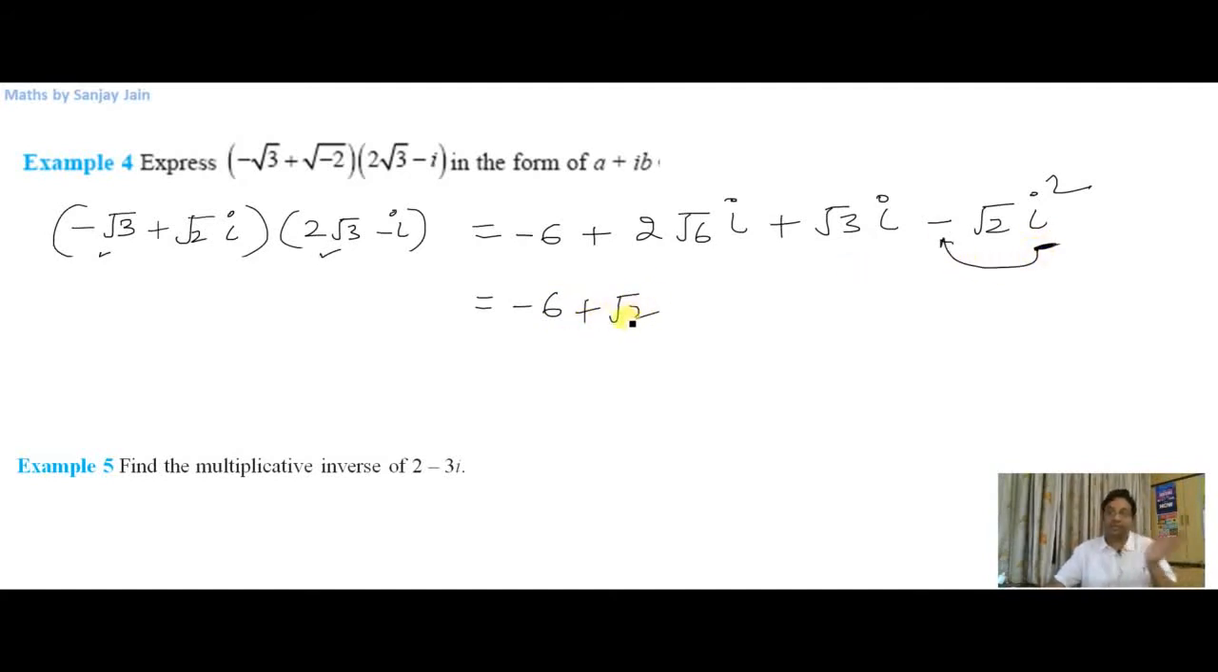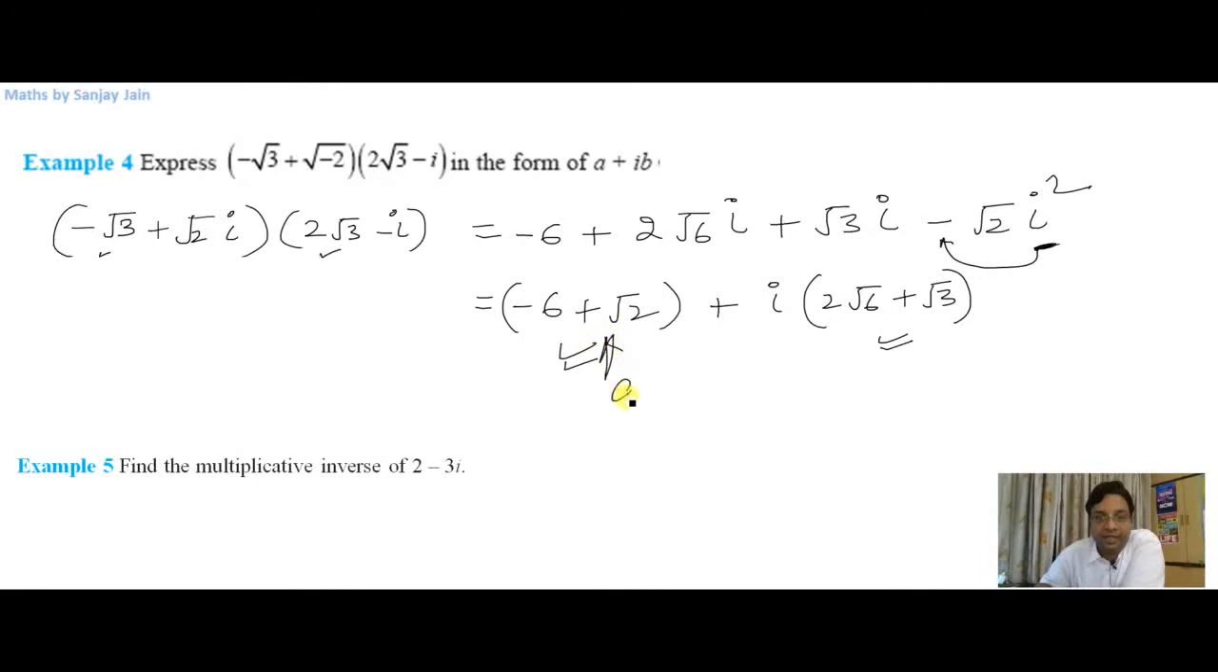I am writing it here because it is the real part that I want to write separately. So this is the real part, plus if I separate iota or take it out, then I can write 2 root 6 plus root 3 here, right? So this is the real part and this is the imaginary part, or you can say this is the value of A and this is value of B, right?